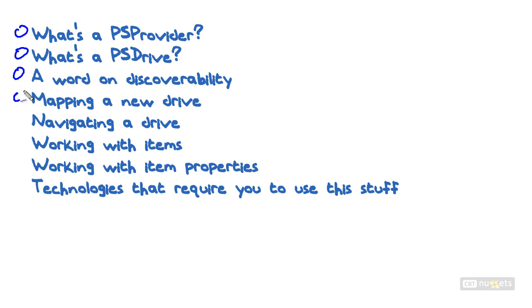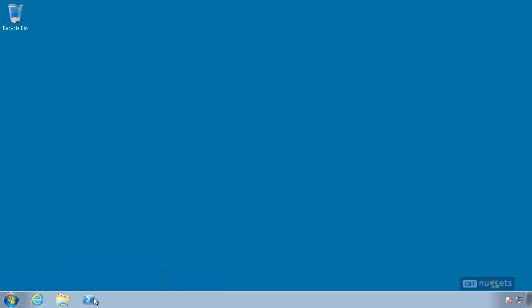I'll show you how to map a new drive, how to navigate a drive once you have it mapped, and what a drive contains are items and item properties. So I'm going to show you how to work with all those things as well. And then just to make sure that you know why I'm showing you all this, along the way, we'll talk about some of the technologies that actually require you to use these providers and drives as part of their basic management strategy.